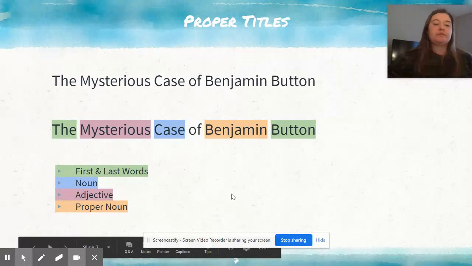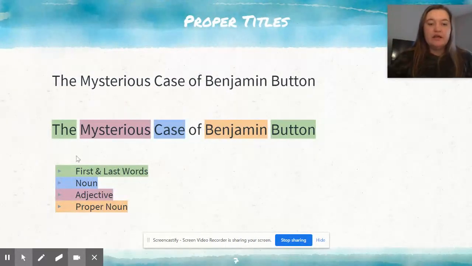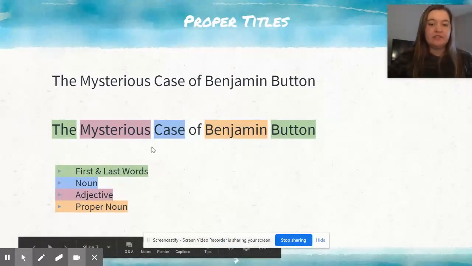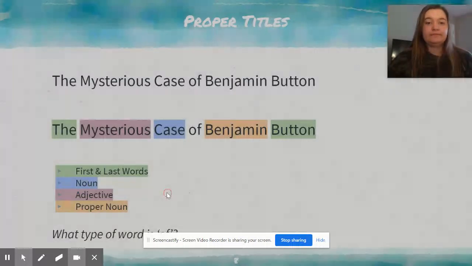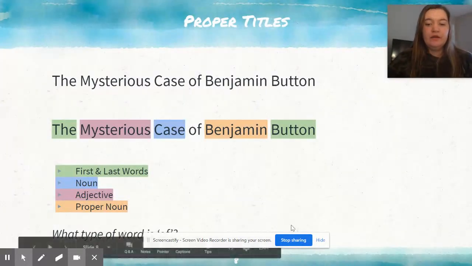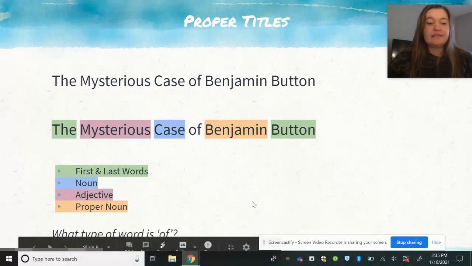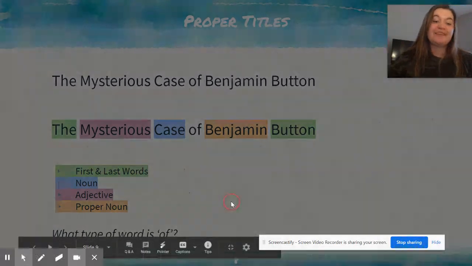So this is how it looks broken down. So our green here, our first and last words. Our noun in blue is case. Our adjective is describing that, and then Benjamin is a proper noun. Okay. Sorry, I made this thinking that I was going to be there. Okay, I already told you, of is a preposition.